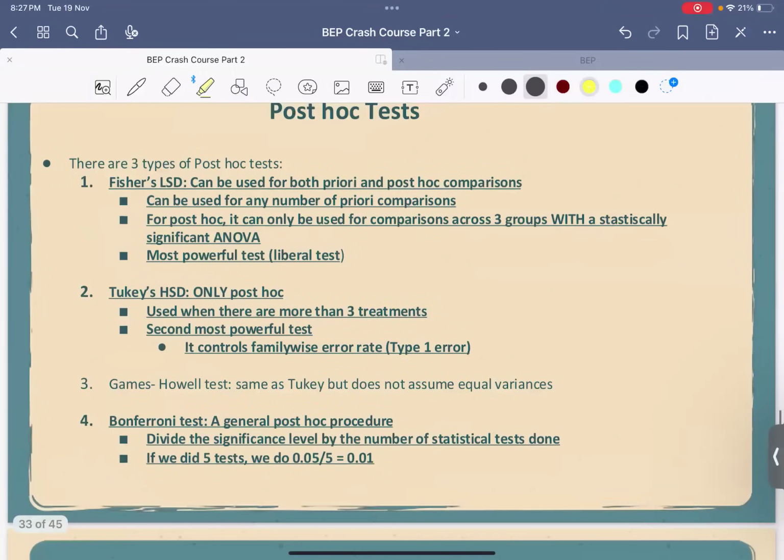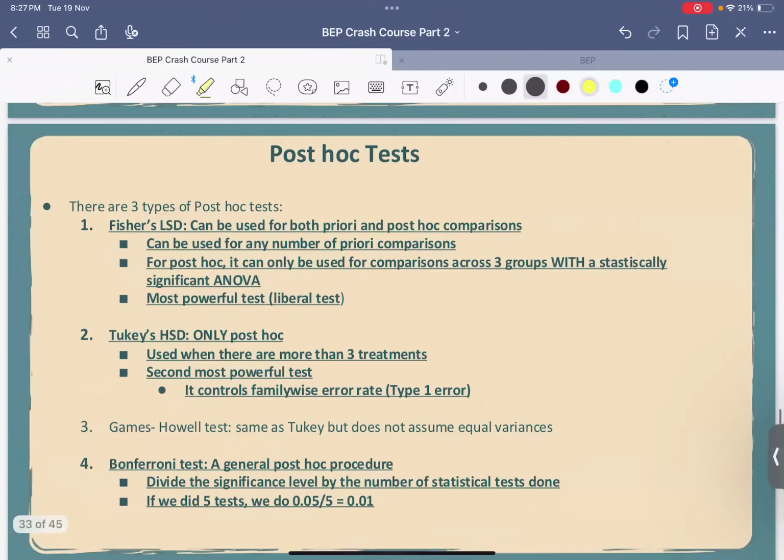Now, post hoc and priori tests. What are they called? This is the most important thing in the whole lecture. There are 3 types of post hoc tests. Actually 4, there are four types of post hoc tests. The first one is called Fisher's LSD test, and this can be used both as priori and post hoc.